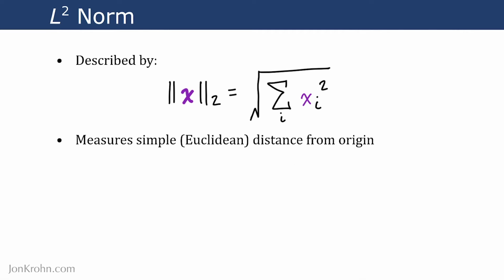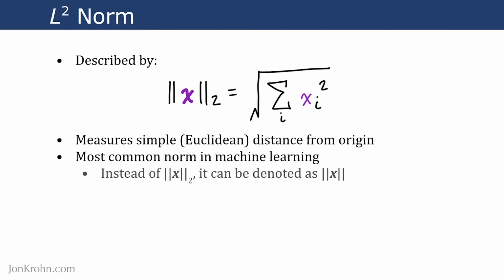In fact, it's the kind of distance that we use in the real world when we say, okay, you're 2 meters away from me, and we measure that distance with a ruler or measuring tape or what have you. That is Euclidean distance. So this L2 norm, this measure of Euclidean distance, is the most common norm in machine learning. It's so common, in fact, that instead of this notation with the subscript 2, you can denote it without the subscript 2, and it will be assumed that you're talking about L2 norms. We will see other norms momentarily where you would leave the subscript in. And if it's not there, you just assume it's the L2 norm.